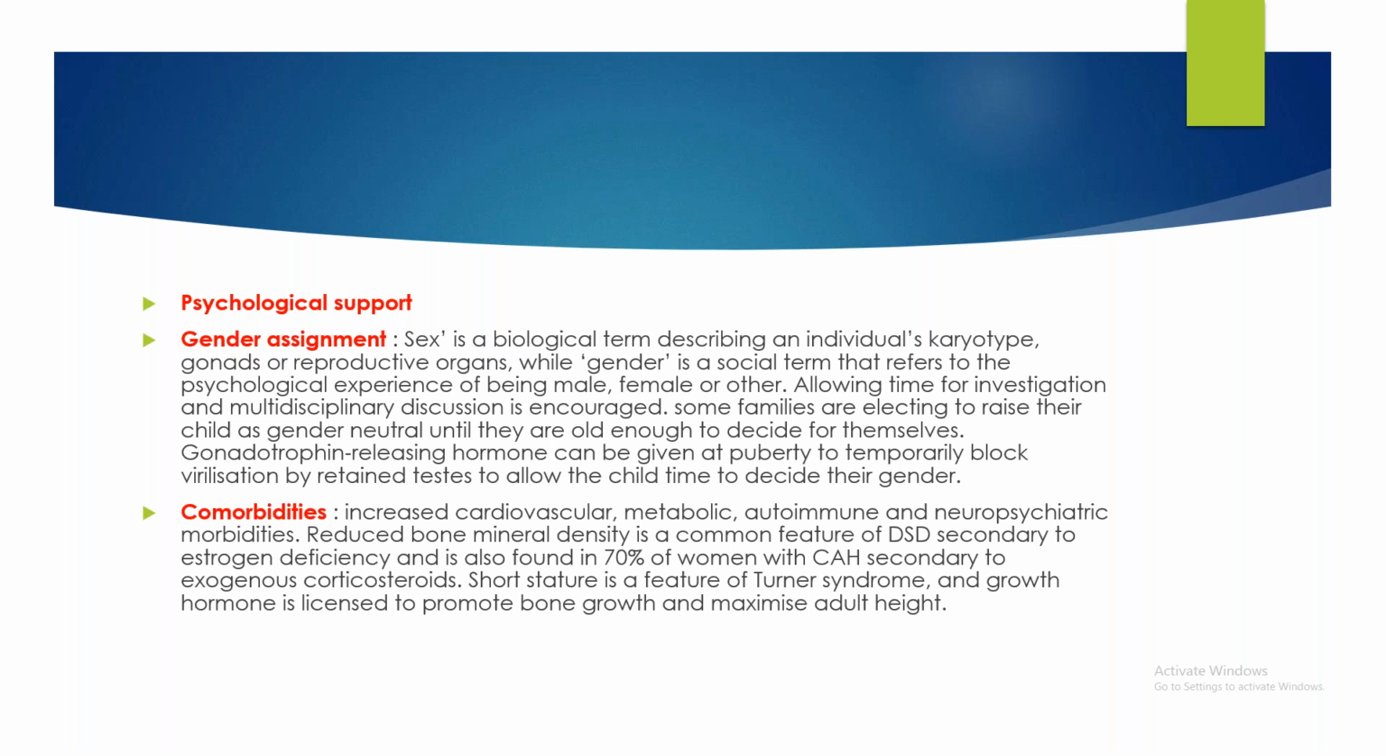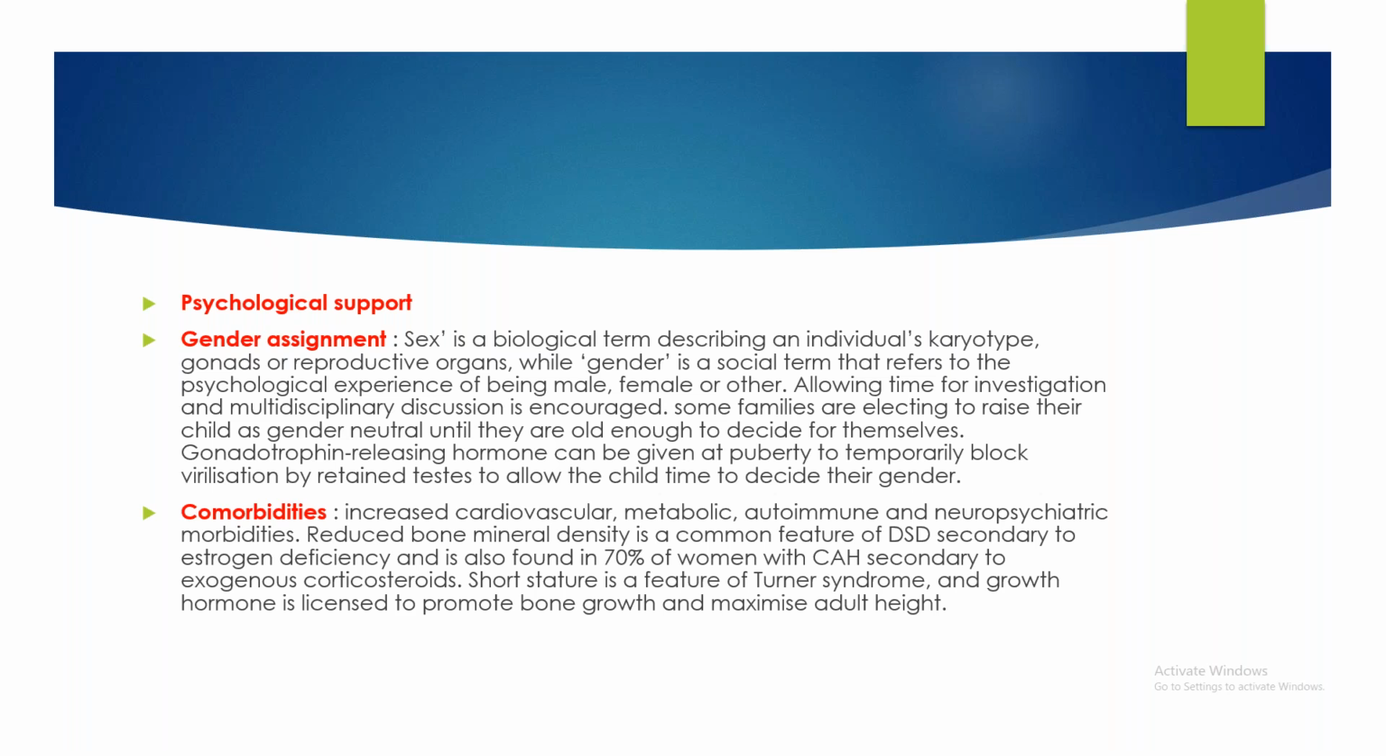Some families may elect to raise their child as gender neutral until they are old enough to decide for themselves. So now in Western countries, because gender identity issues have become more common in adolescence, if they find any ambiguous genitalia, it has become common that they will not assign the gender in infancy. They will give time so that the individual, once they reach the proper age, will decide themselves which gender they want to belong to.